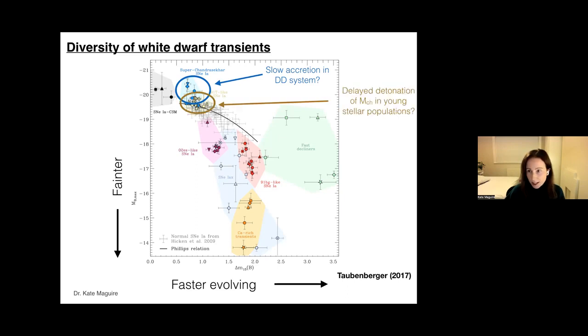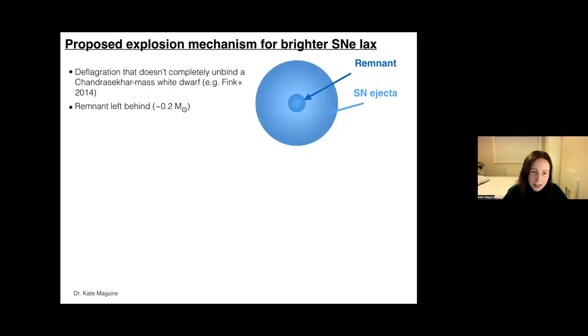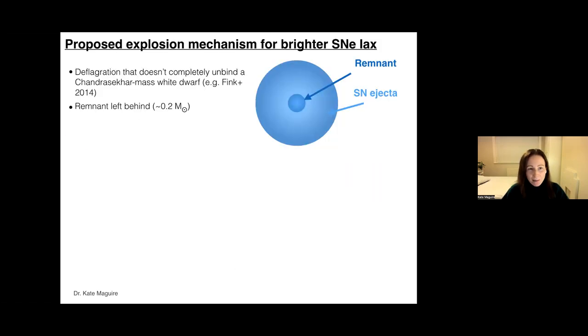The 91Ts could be delayed detonations of Chandrasekhar mass white dwarfs. I think it's consistent with the young stellar populations. Some other ones, these O2Es, are probably violent mergers of carbon-oxygen white dwarfs. And then one of the ones that I'm most confident of are the 1AXs. These are most likely deflagrations of Chandrasekhar mass white dwarfs. And then the normal 1As, well, I don't know. But obviously, as Ken Shen is the organizer of this meeting, I'm going to say it's D6.